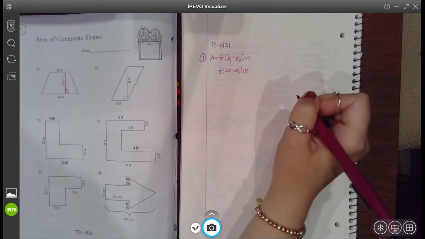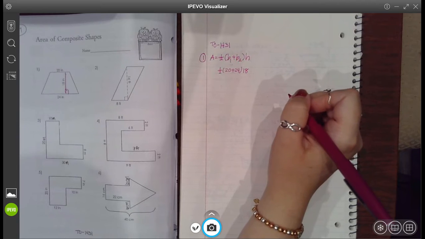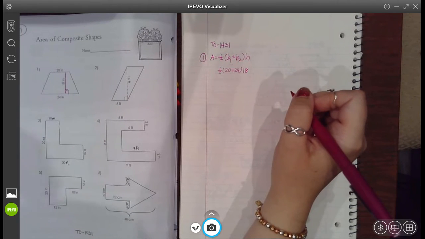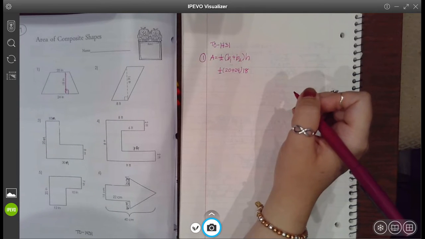Always double check just to make sure that they're all in the same units, because that's a little trick they sometimes do. And before you can plug numbers in, they all need to be in the same units. Luckily for us, this whole worksheet already is, but just something to keep in mind.